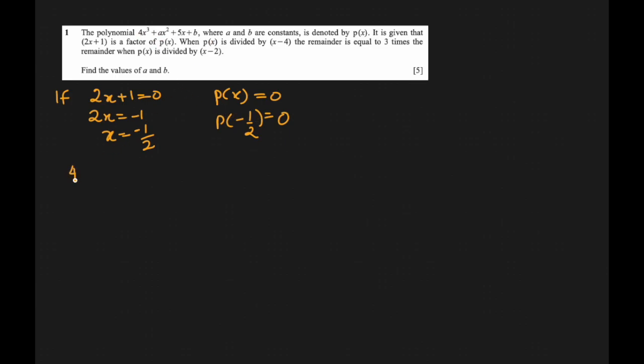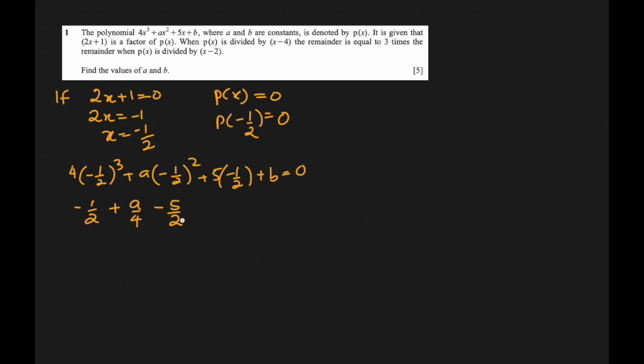So it will become 4 times minus half cubed plus a times minus half squared plus 5 times minus half plus b is equal to 0, which gives me what? Negative 1 over 8. If negative 1 over 8 multiplies with 4, it becomes minus 1 over 2. This is 1 over 4 multiplied by a, so it becomes a divided by 4. Then minus 5 over 2 plus b equal to 0.